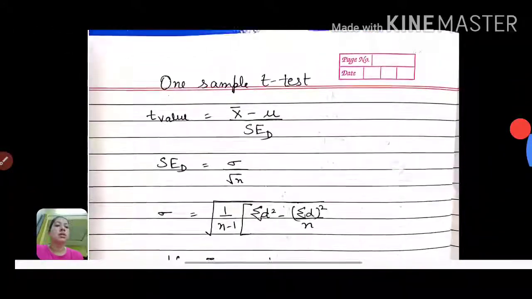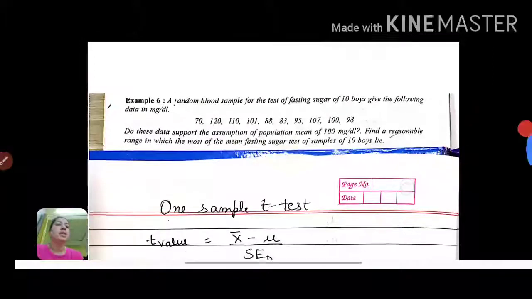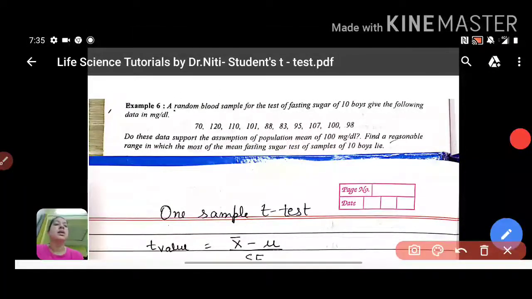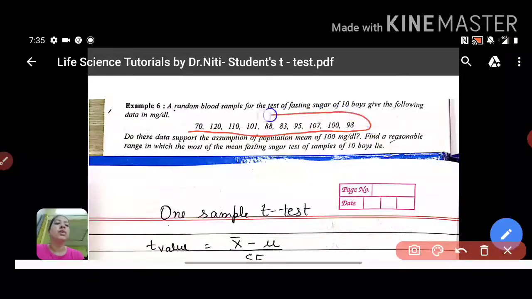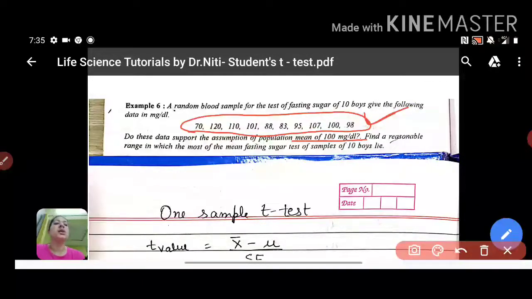Now let's take one more example. In that example you can see that a random blood sample for the test of fasting sugar of 10 boys gives the following data in detail. So this is the sample given to you, and these are the 10 boys, so there are 10 observations. And do these data support the assumption of population mean? Population mean is given to you. So you have to determine the sample mean, and compare that mean with the population mean. So this is an example of one sample t-test.